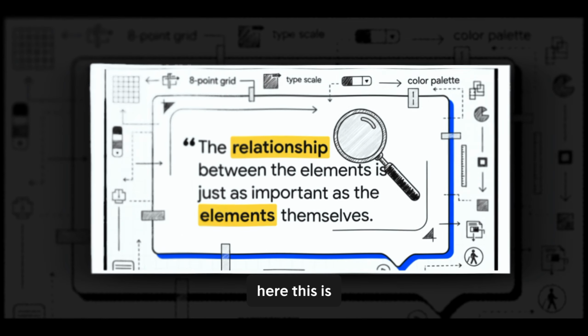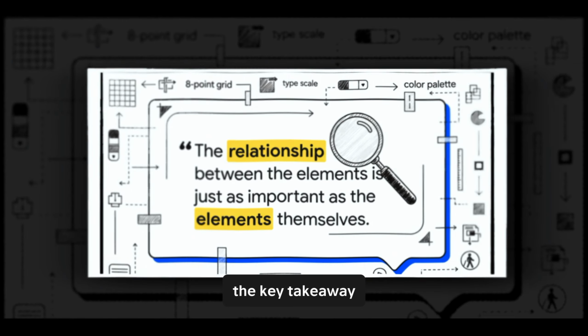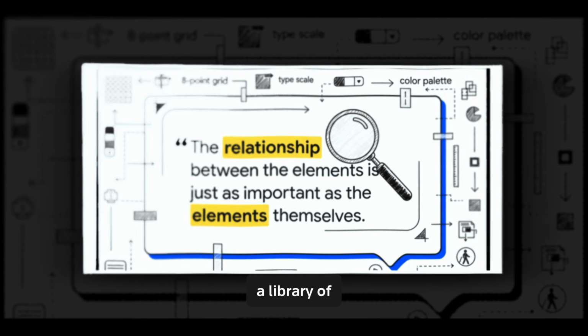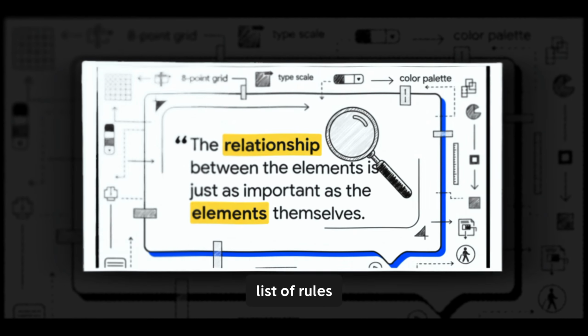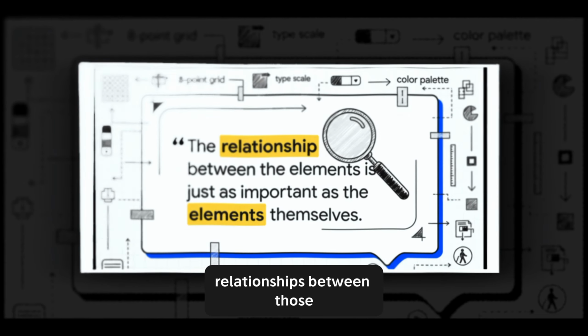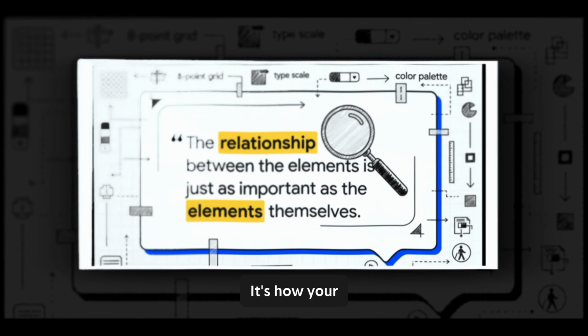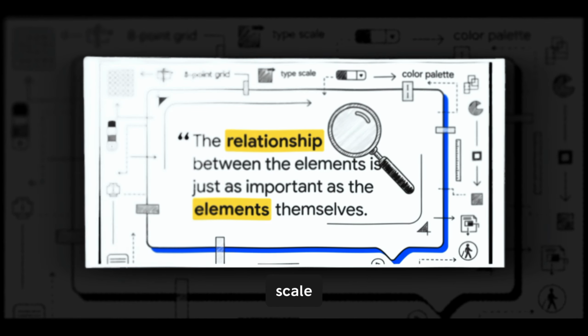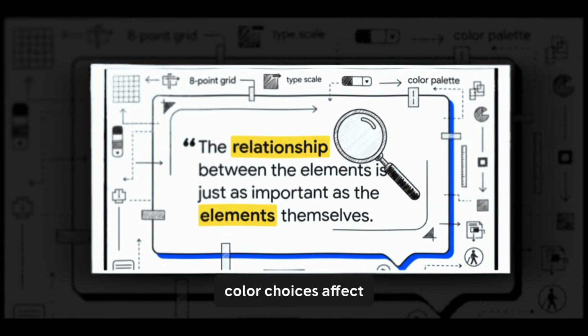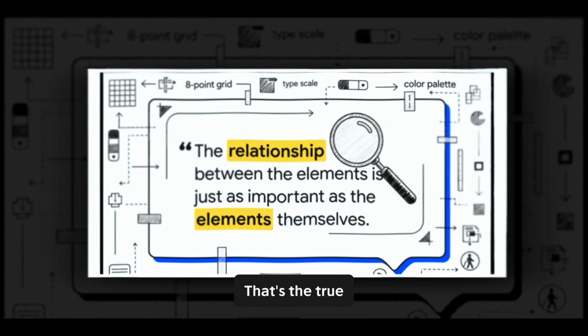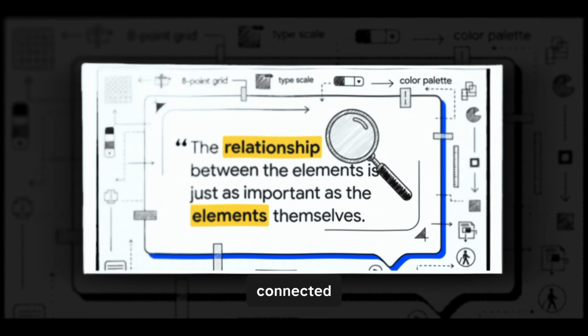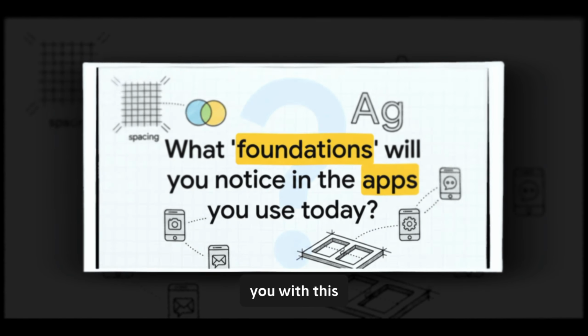And this right here, this is the key takeaway. A design system is not just a library of parts or a list of rules. It's about the relationships between those rules. It's how your 8-point grid informs your type scale, or how your color choices affect your accessibility. That's the true nature of a system. It is all connected.